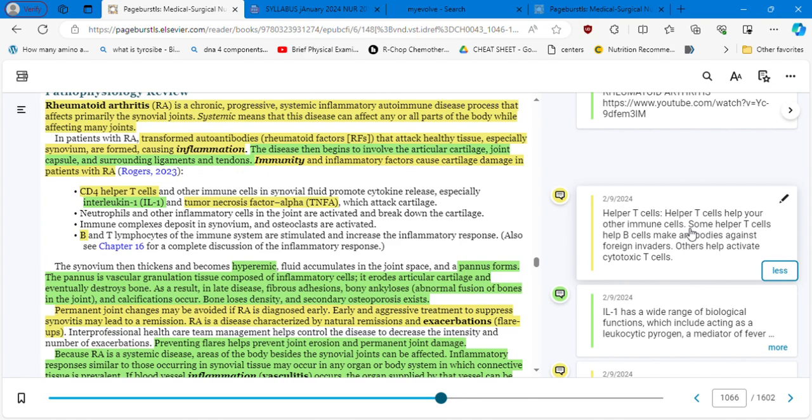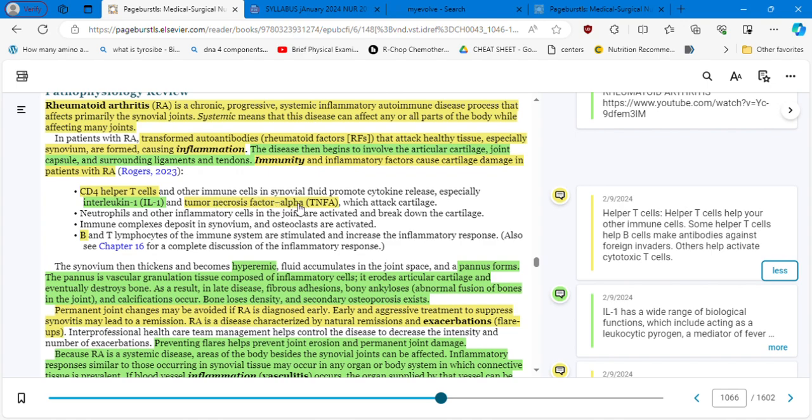Some T cell helpers help the B cells make antibodies against foreign invaders. So when we remember the B cells, we are going to remember B of body. So we know the B is making antibodies, right, against foreign invaders. Others help activate cytotoxic T cells, okay? So there are different types of T cells. We have the cytotoxic T cell, we have the killer T cell, we have this helper T cell. In this particular disease, we are talking about the helper T cells, the CD4.